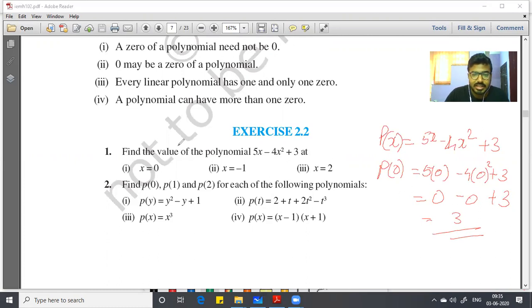Is that clear this thing? In the same way, अभी आपको p of -1 find out करना है और p of 2 find out करना है यहाँ पर. Okay, this much you are needed to do.